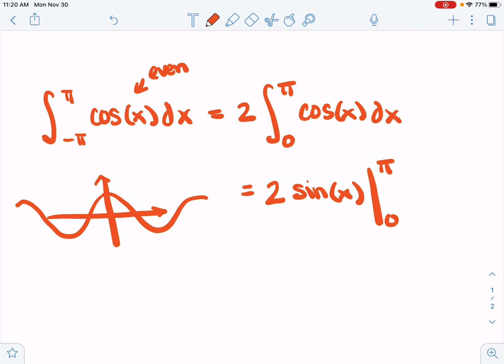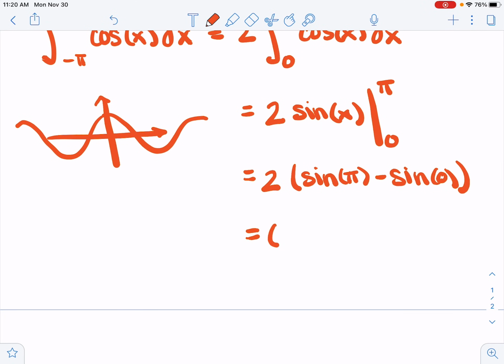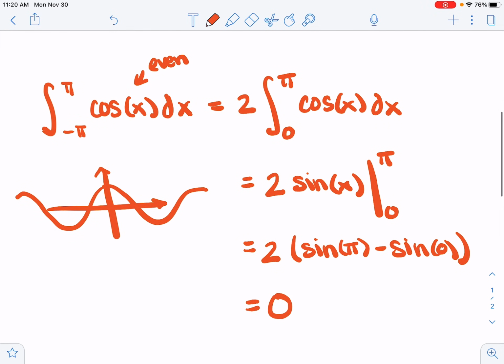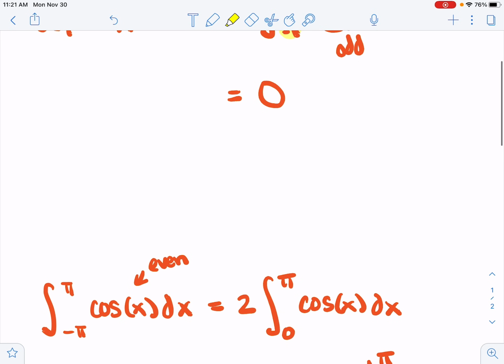So sine from 0 to pi, we have 2 times the sine of pi minus the sine of 0. The sine of pi and the sine of 0 are both 0. So this ended up being 0 anyway. That was coincidental. That's not always the case for an even function that we integrate from negative a to a. But in this case, it turned out to be 0. So we used symmetry, even odd symmetry, in each of these integrals and got answers with less work.